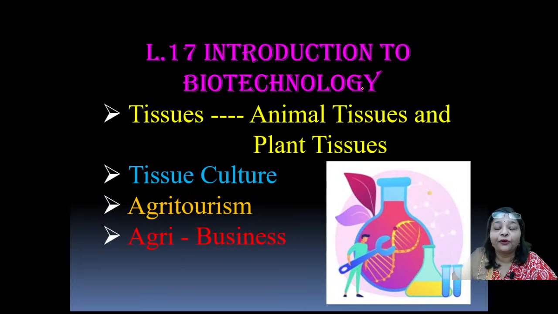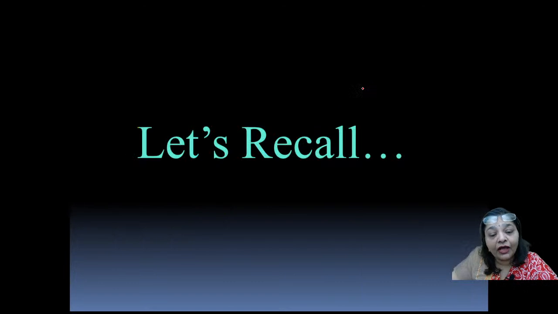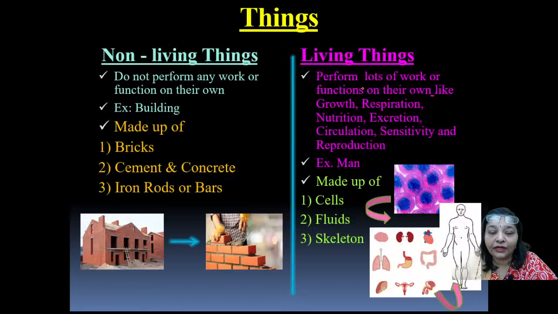Okay? But before that, let us recall whatever we have learned in the last two sessions. A quick look at the initial part of this chapter. When we look around, we know that we are surrounded by different things, both living as well as non-living things. The non-living things are those which do not perform any work or function on their own. For example, if you take a building, you know that the building is made up of bricks, cement and concrete, iron rods or bars, as the basic structures.